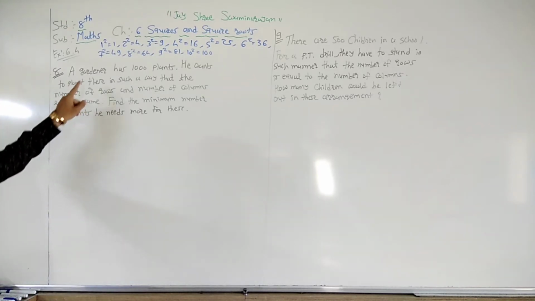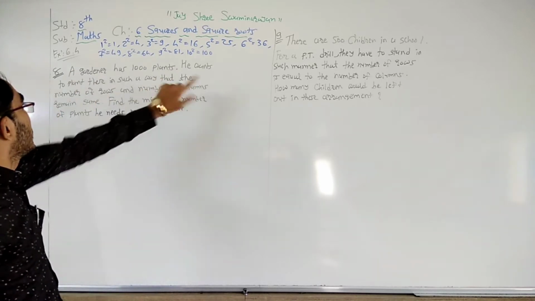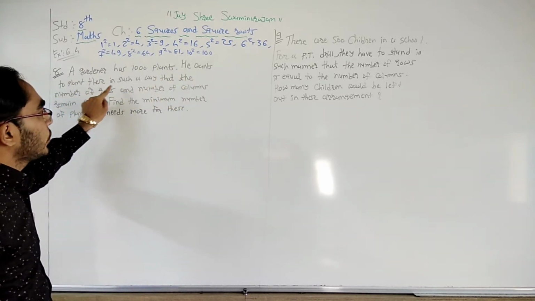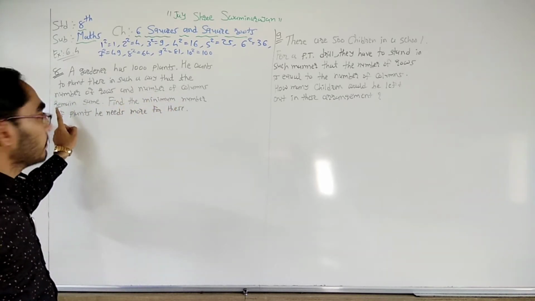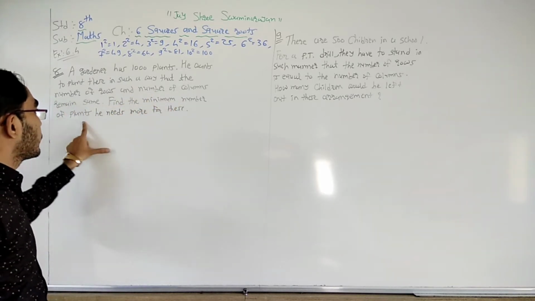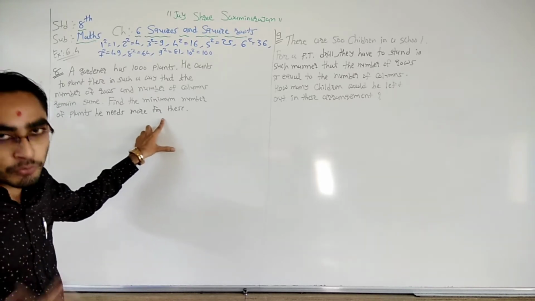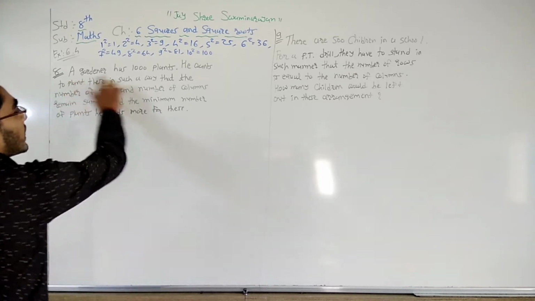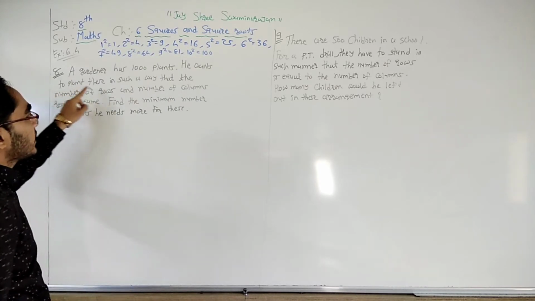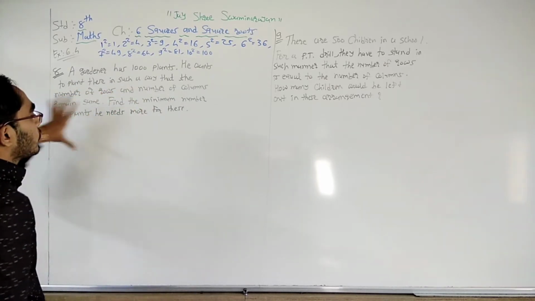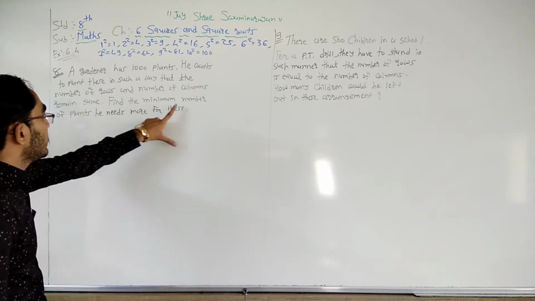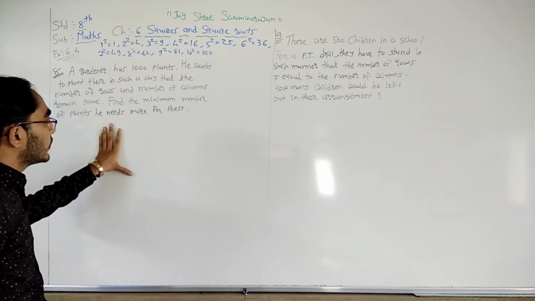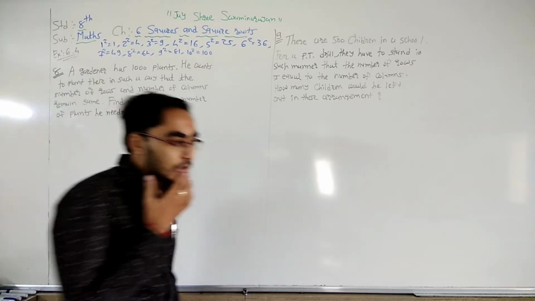A gardener has 1,000 plants. He wants to plant this in such a way that the number of rows and number of columns remains same. Find the minimum number of plants he needs more for this.